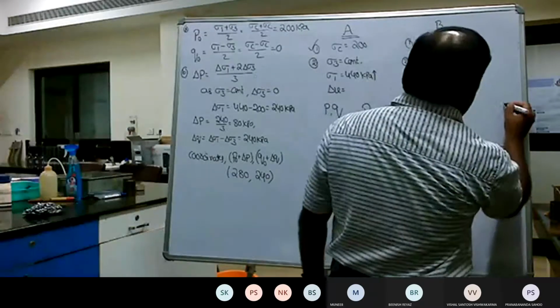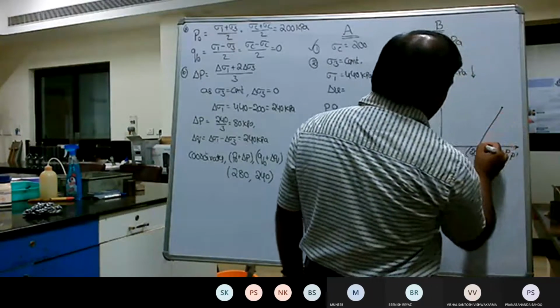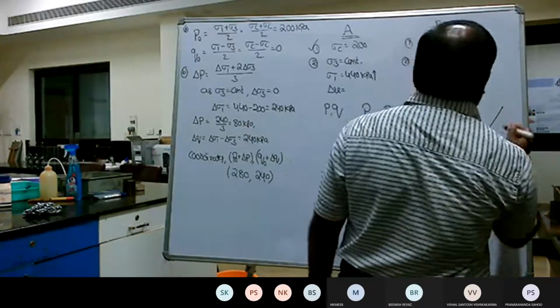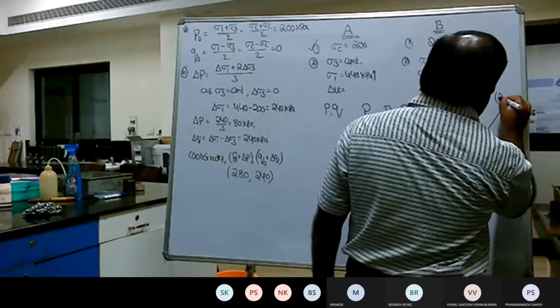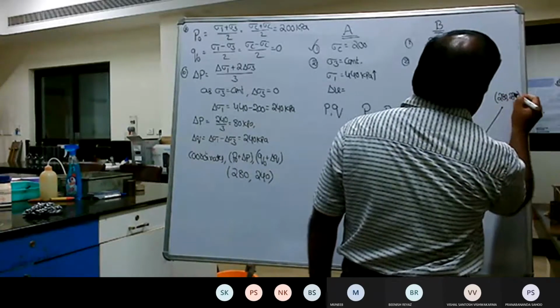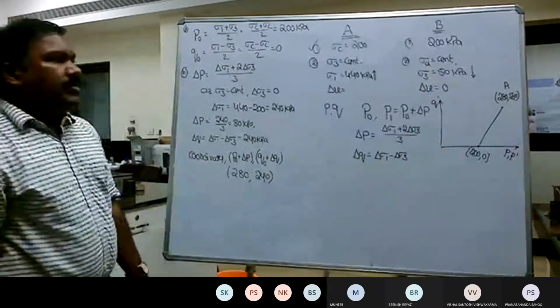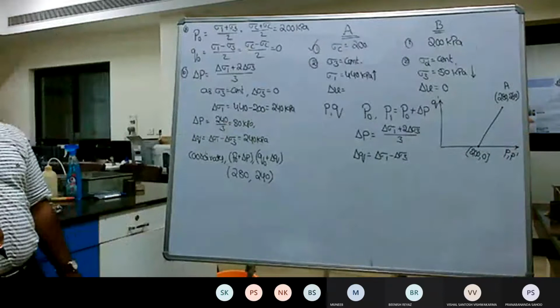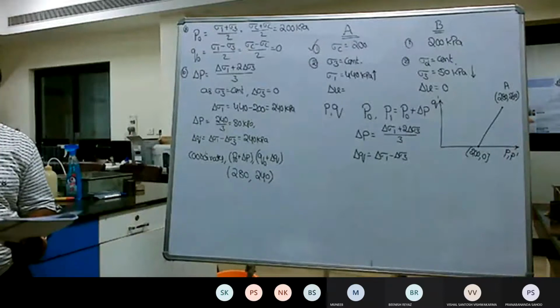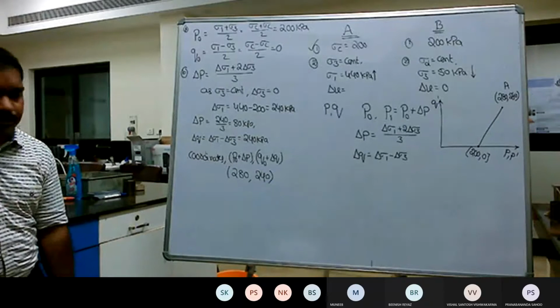So you can draw or identify another point. You can draw like this. So this is for point A. This is 280 comma 240 for sample A. Similarly, you can do for sample B. So can you try to calculate for sample B?